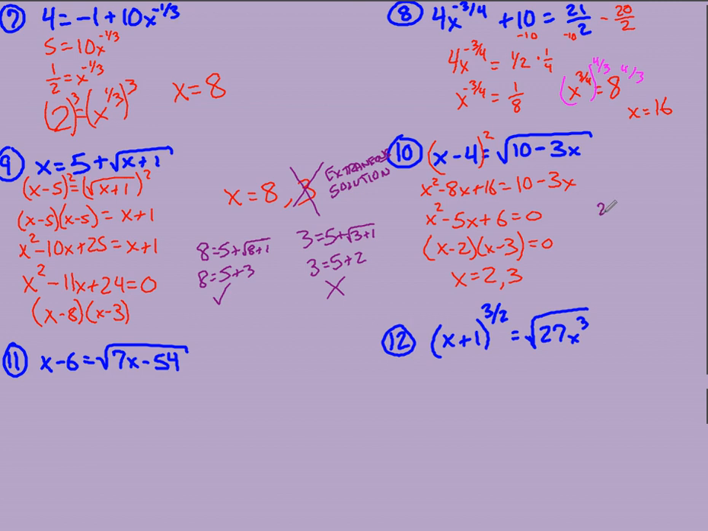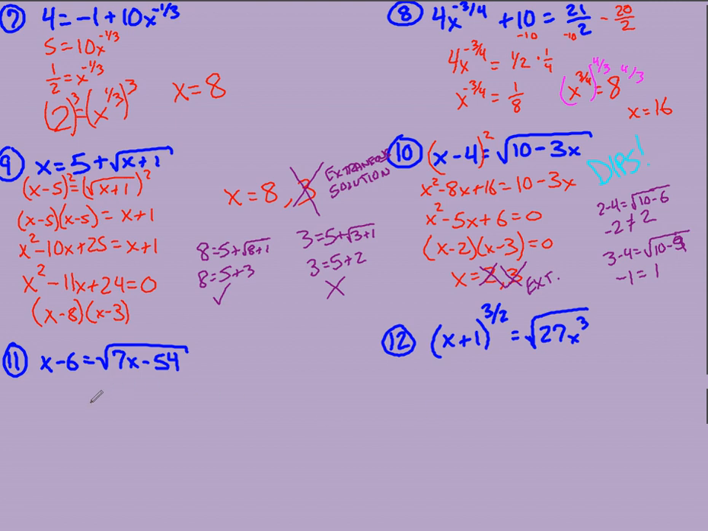If I plug in 2, 2 minus 4 equals the square root of 10 minus 3 times 2, which is 6. Does negative 2 equal, that's the square root of 4, positive 2? Definitely does not, so 2 does not work. We also need to check 3. 3 minus 4 equals the square root of 10 minus 3 times 3. 3 times 3 is 9. So does negative 1 equal the square root of 1, which is positive 1? Those also do not equal, so we have no solution because these are both extraneous. This final answer actually is going to be no solution for this one.